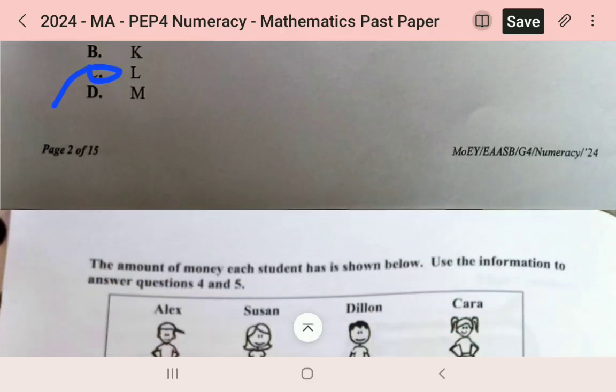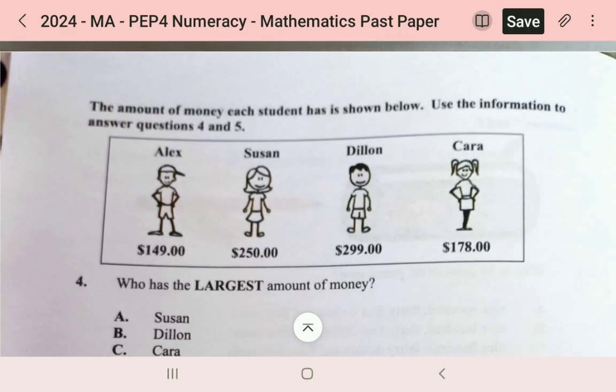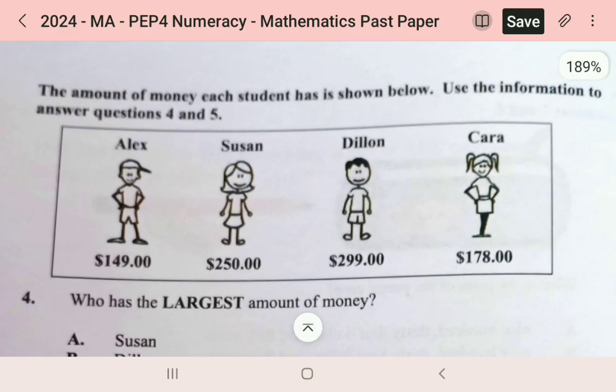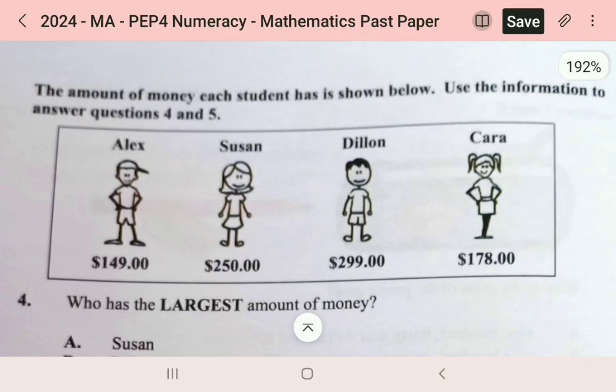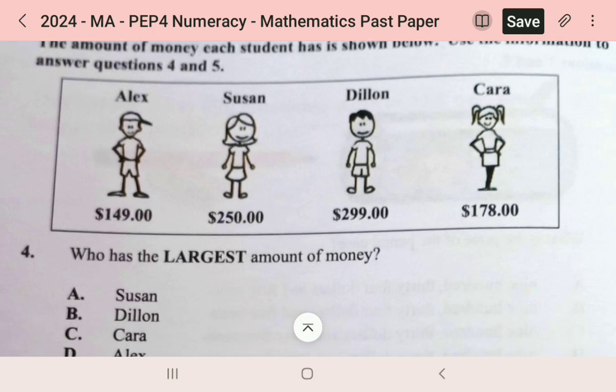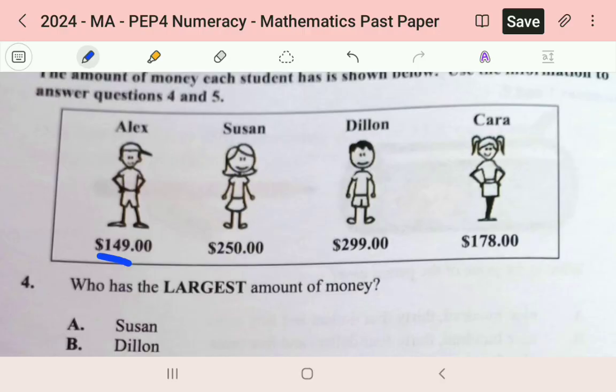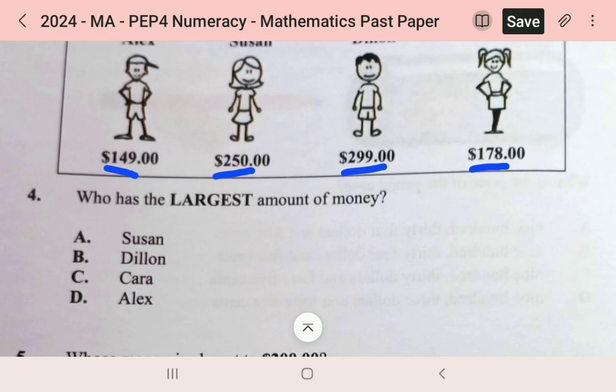Moving on to number 4, and this instruction is for 4 and 5. The amount of money each student has is shown below. Use the information to answer questions 4 and 5. So Alex has $149. Susan has $250. Dylan has $299. Cara has $178. Let's see what they want.